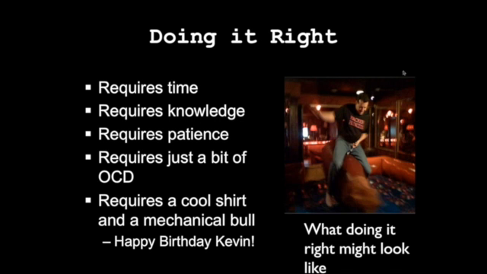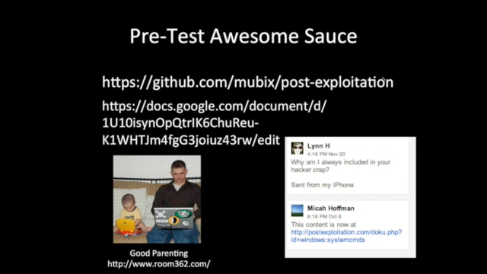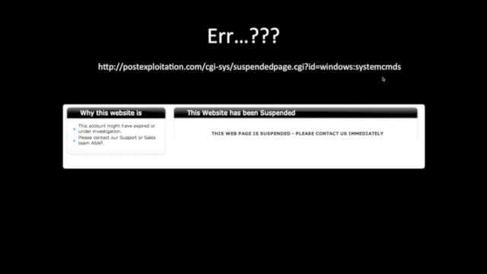So doing it right requires time, knowledge, patience, an almost obsessive compulsive level of looking at things, and requires a cool shirt and a mechanical bull. And as I always like to say in my presentations, happy birthday, Kevin. Of course, I said I wouldn't do that anymore, but I like doing it as much as possible with Kevin Johnson. By the way, we also got Mike Poor on that mechanical bull, and I have pictures of that too. And no, I'm not sharing.